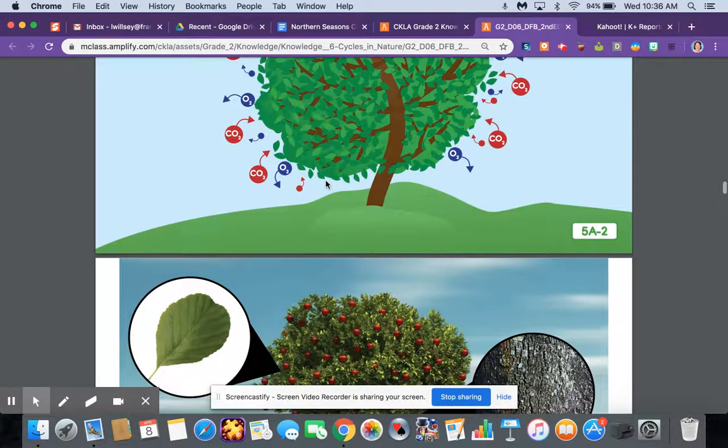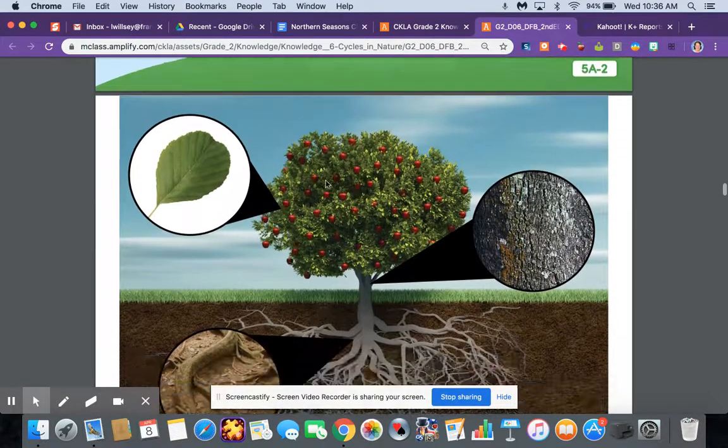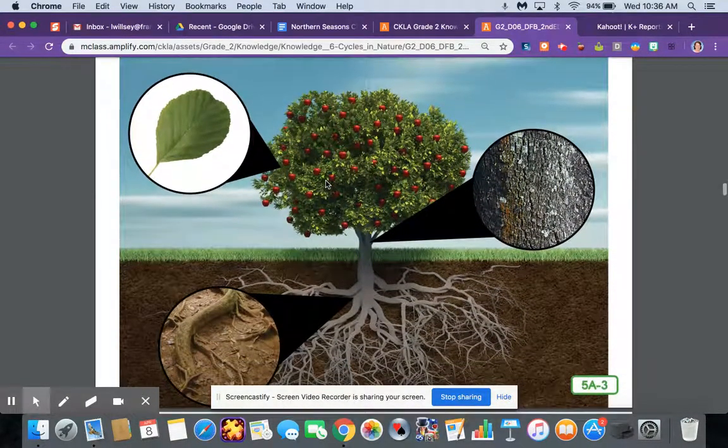Let's review the parts of a tree. Now, you've learned this before, I think, in previous grades. Do you remember what the main stem of a tree is called? The main stem of a tree is called the trunk. This is the trunk. All the branches of the tree grow out of the trunk. Tree leaves grow on the branches. The roots hold the tree in the ground. They not only hold the tree in the ground, but they also help to feed the tree too. Roots absorb water and nutrients from the ground.